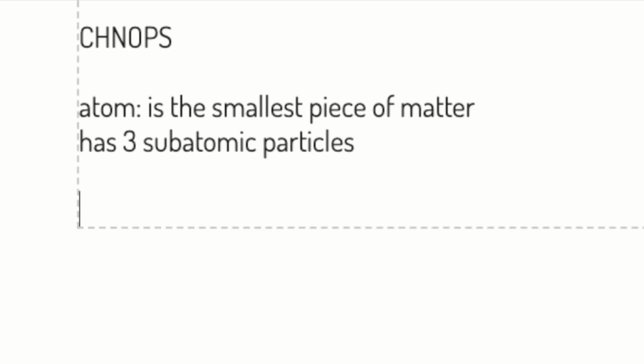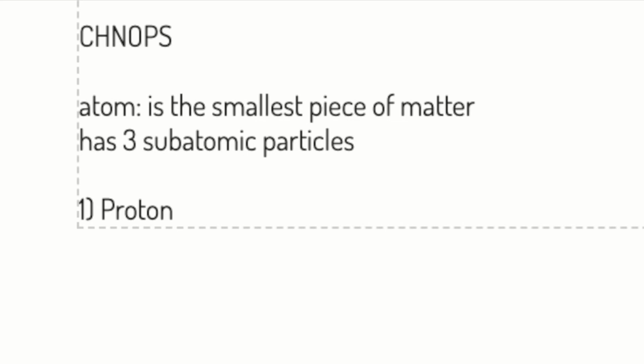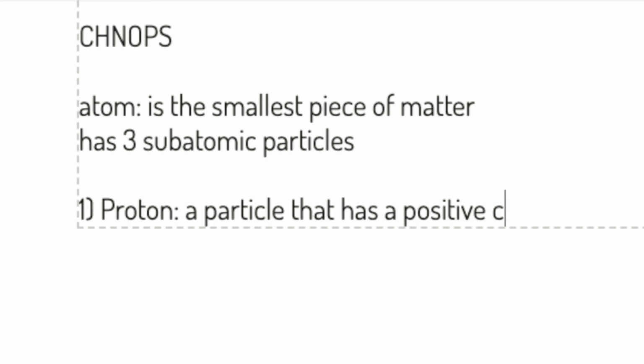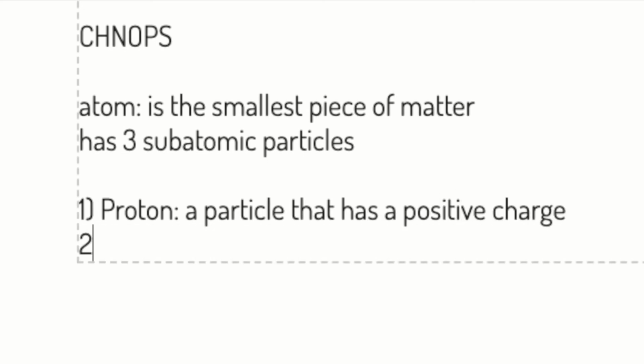Okay, and I'm going to go over those 3. The first one is called a proton. And a proton is a subatomic particle, so it's part of an atom that has a positive charge. So it's a particle that has a positive charge. Okay. The second one is called an electron. And an electron is a particle that has a negative charge.